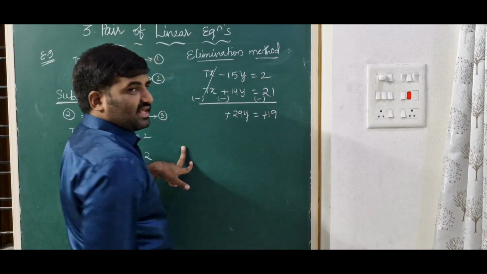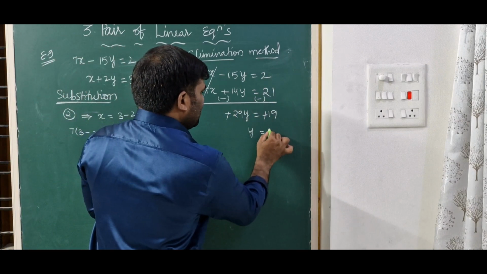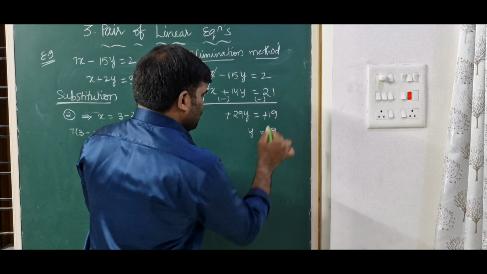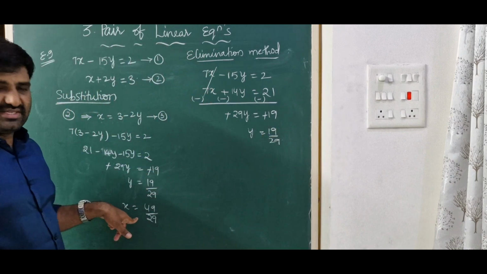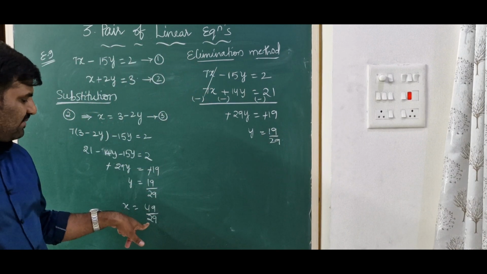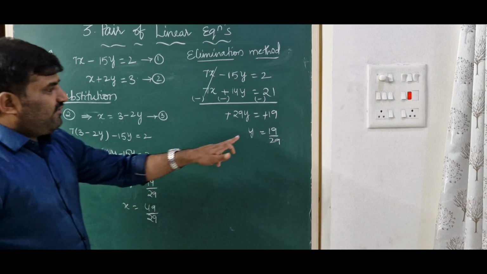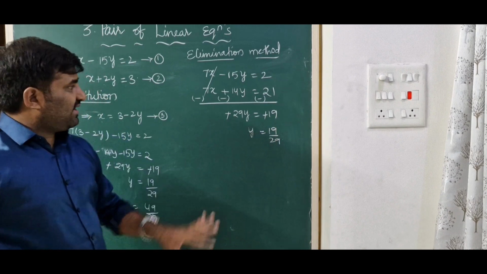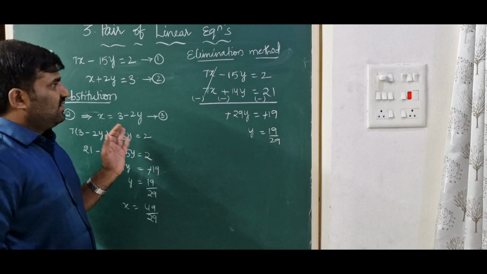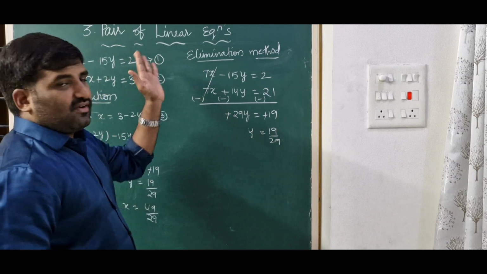Minus we have on both sides, you can cancel it. y is equal to 19 by 29. You may have a doubt how you got x is equal to 49 by 29 in the previous case. Now I will explain. We have now y is equal to 19 by 29. This I am substituting in the third equation. Otherwise you can substitute this y in any one of the equations.